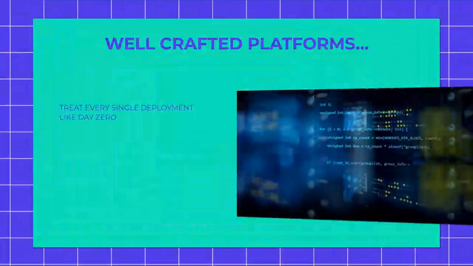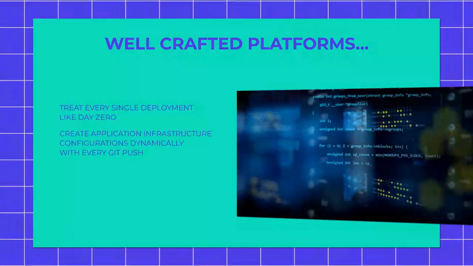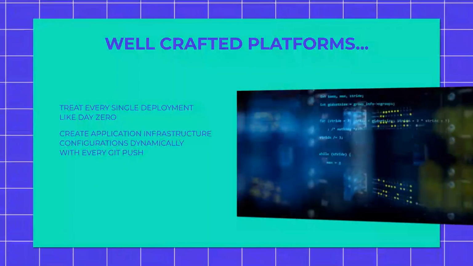If you're a developer developing your application with a state-of-the-art internal developer platform, you should be able to self-serve everything you need to build, deploy, and operate your application and resources. It's important to point out that this goes way beyond the creation phase of a service. Well-crafted platforms treat every single deployment like day zero and create application and infrastructure configurations dynamically with every Git push. This ensures consistency and standardization across the entire lifecycle of your application. Well-designed IDPs follow a platform as a product approach, where a platform team builds, maintains, and continuously improves the IDP using product management principles and best practices.